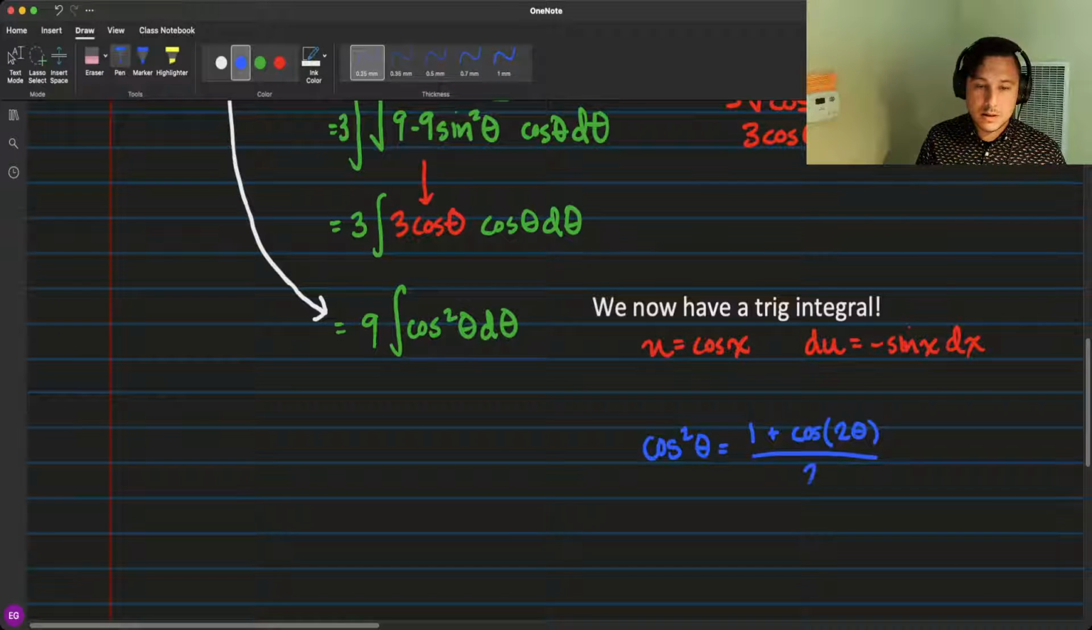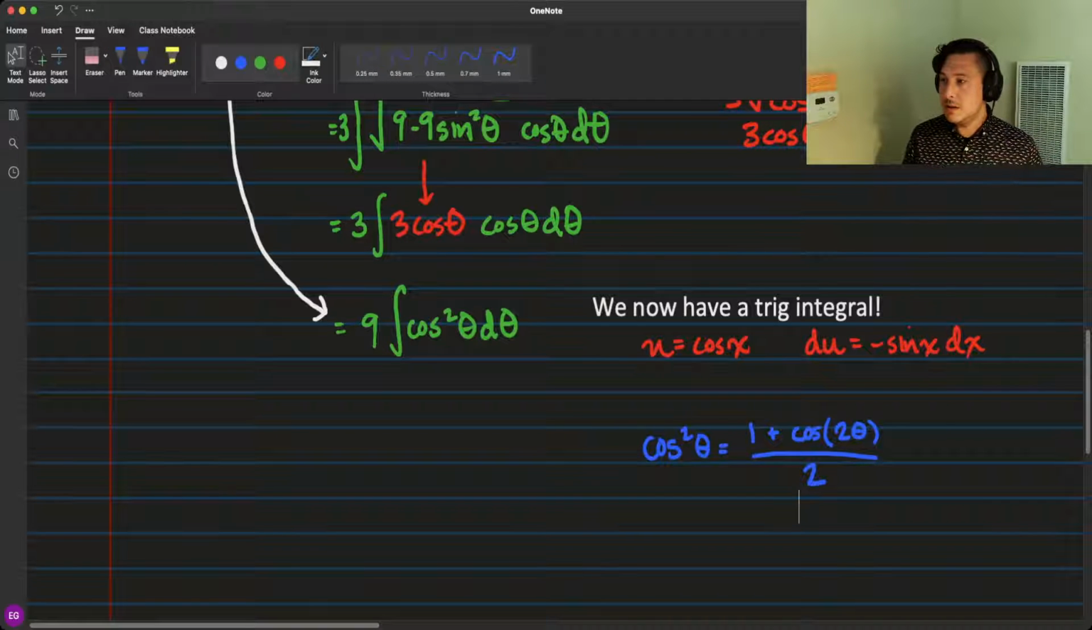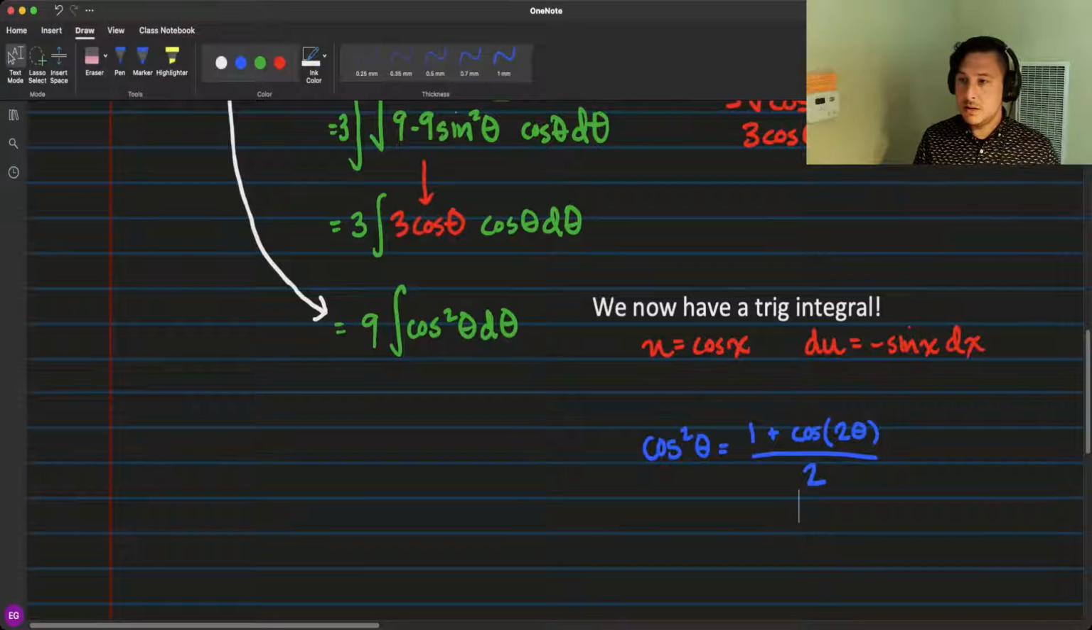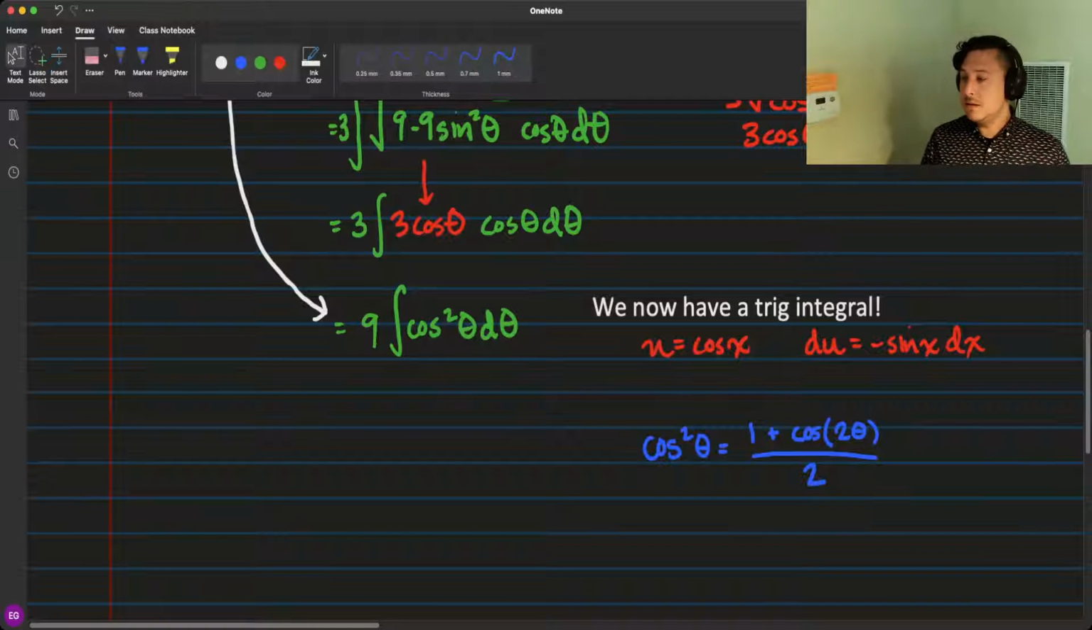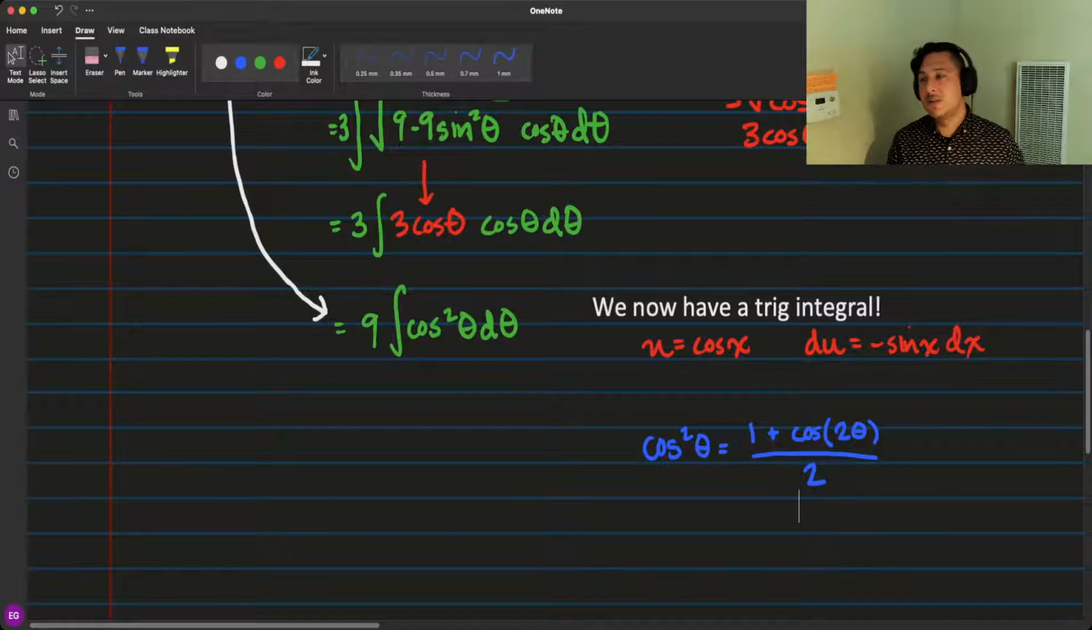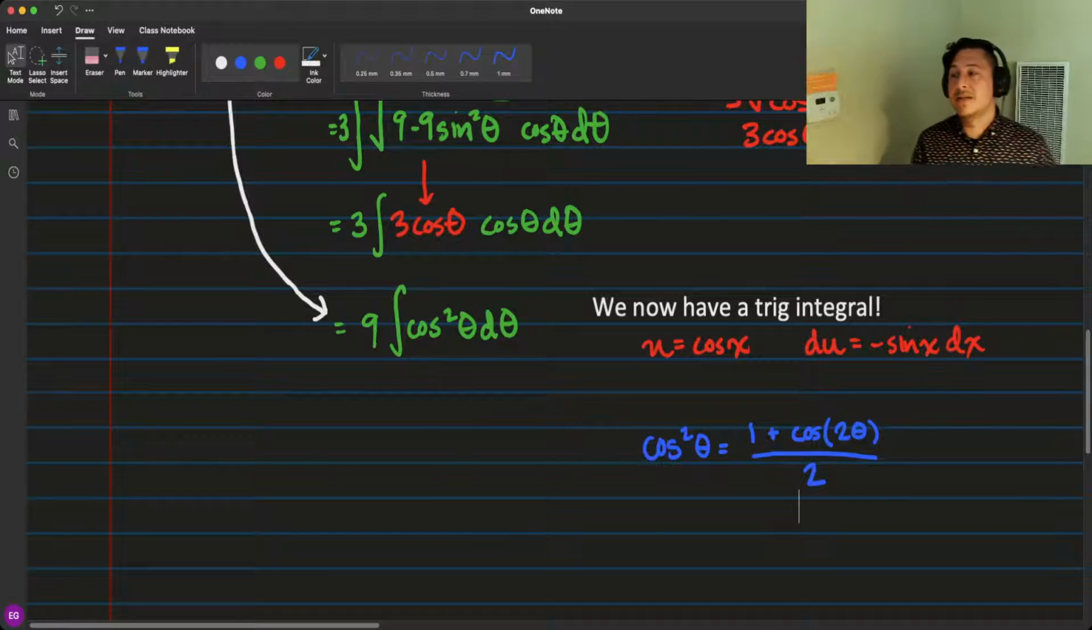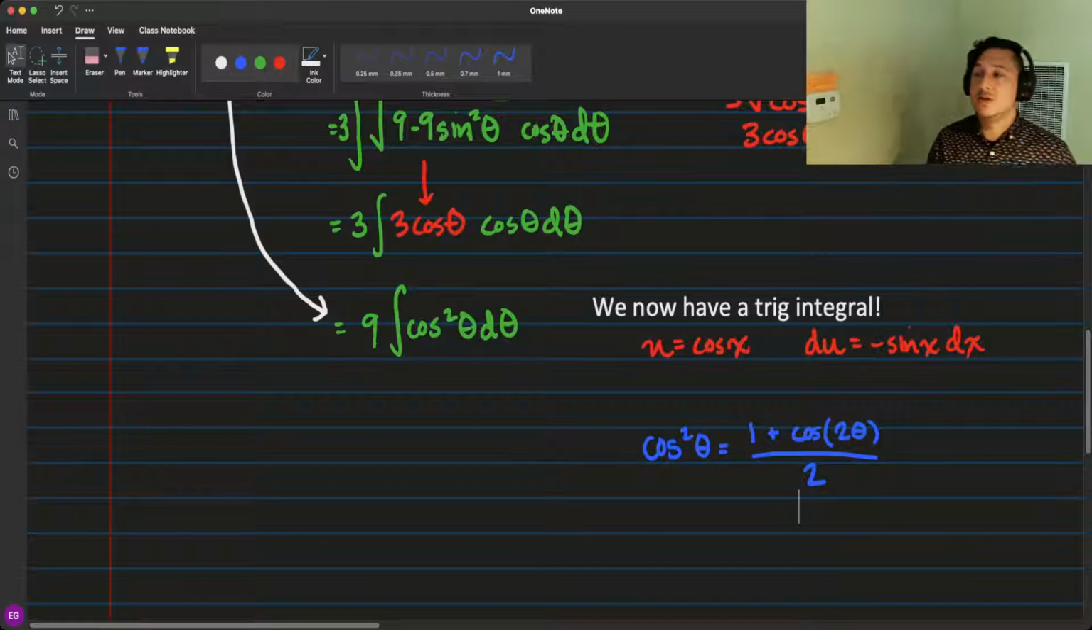What is this called? There's a name for it. I talked about it last time. The power reduction formula. Whenever you have powers of cosine like this and you don't have a matching power of sine, you're not going to be able to do u substitution. You should use the power reduction formula.